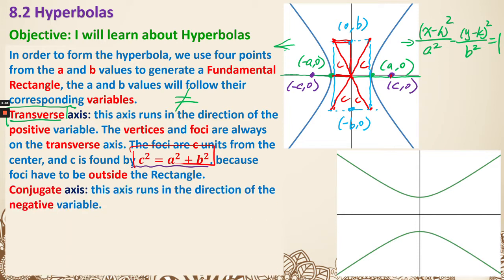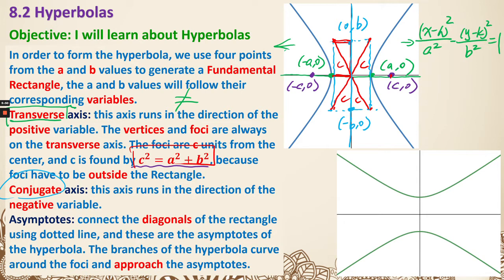Now let's move on to the conjugate axis. That axis runs in the direction of the negative variable, which is going to be the b part. I'm going to draw it. This is my conjugate axis. Since we have generated a and b, lastly, we have something extra compared with the ellipse.